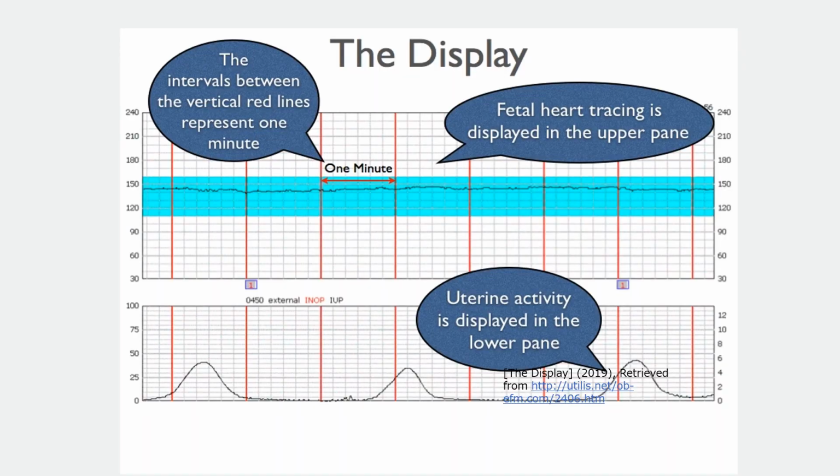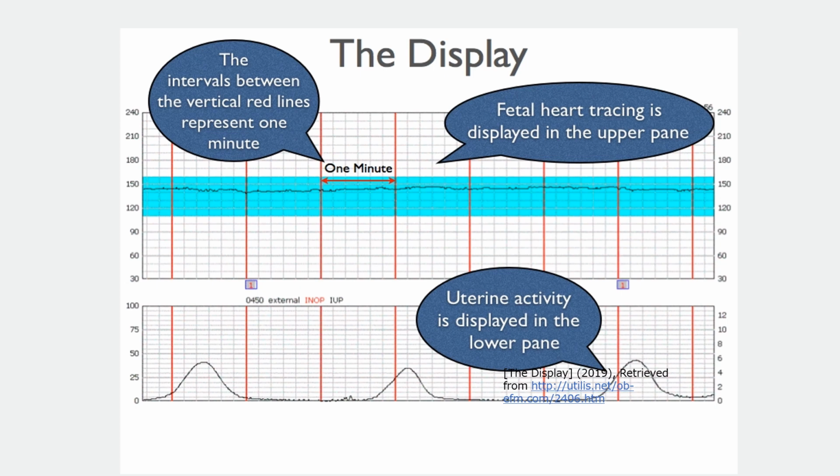Okay, so now going to this display, the paper. And this is what you're going to see. Okay, so the top graph there is the fetal heart rate. And you want to keep these two graphs separate. Okay, and you want to keep each set of terminology separate. Okay, so you've got the numbers there on the side, and that's going to show you the fetal heart rate. Now, if you're looking at the blue area up top, that's your normal fetal heart rate baseline range. Okay, and we're going to talk about that in a minute.